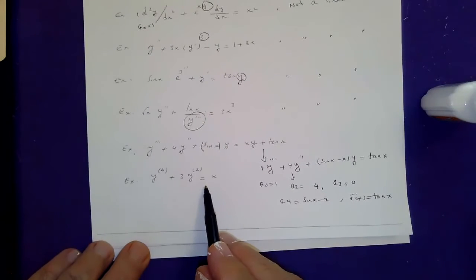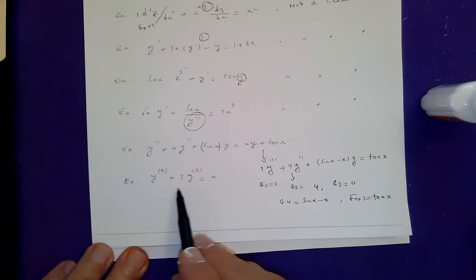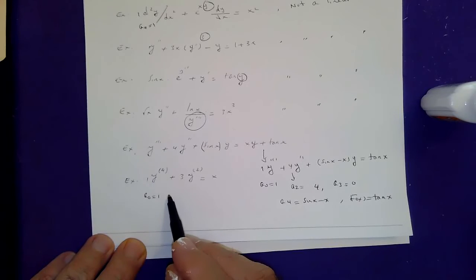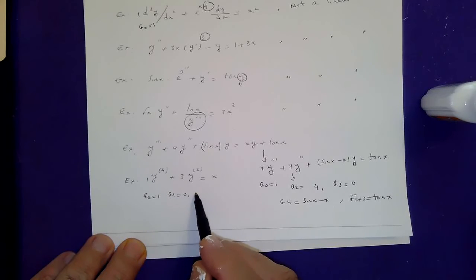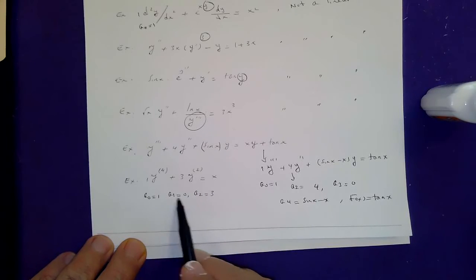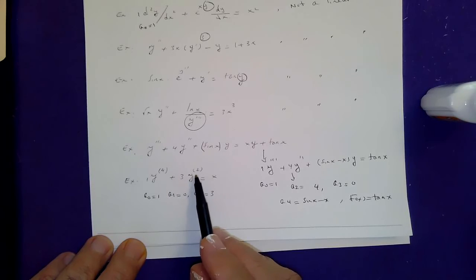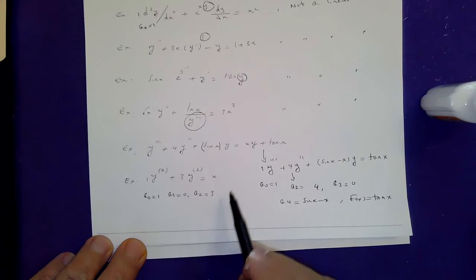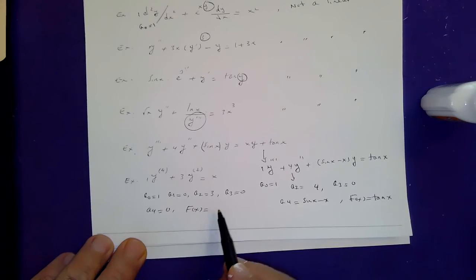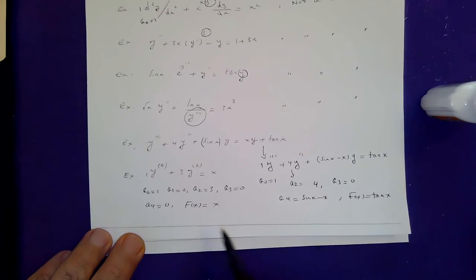Is the last one linear? Yes, it is, because a sub 0 is 1. A sub 2 is 3. A sub 1 is 0 because there is no triple prime. And the second derivative has a coefficient. The first derivative is missing, and so is the function itself. But capital F of x, the external force on the right side, is x.